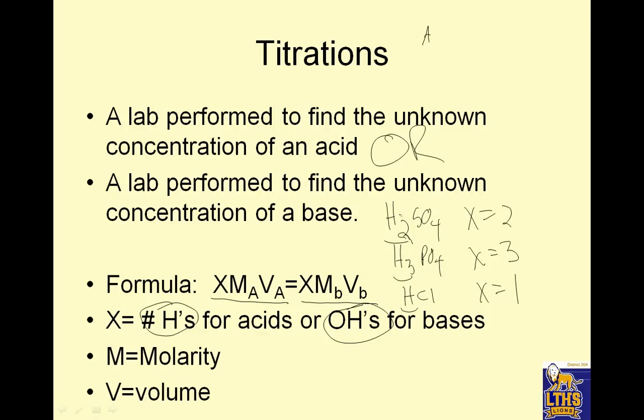Bases are pretty much the same thing. I could have aluminum hydroxide, potassium hydroxide, or barium hydroxide. Now, in bases, we don't care about the H part. We care about the OH part. So here I have three OHs, so the X for this base is 3. The X for this base is 1. The X for this base is 2. Again, however many OHs you have tells you the X.